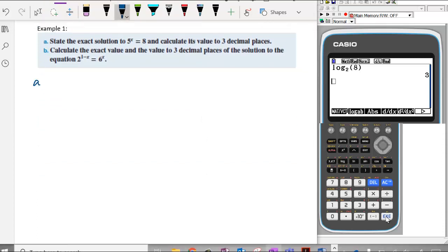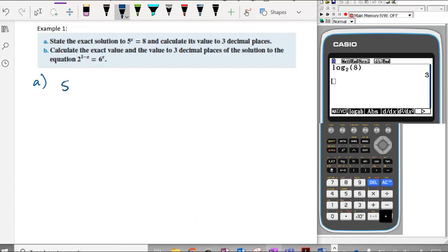Okay, example 1, part A. It says state the exact solution to 5 to the power of x is equal to 8 and calculate its value to 3 decimal places. So the exact solution means we want to have it in its log form, and then the value, what it comes out as on the calculator.